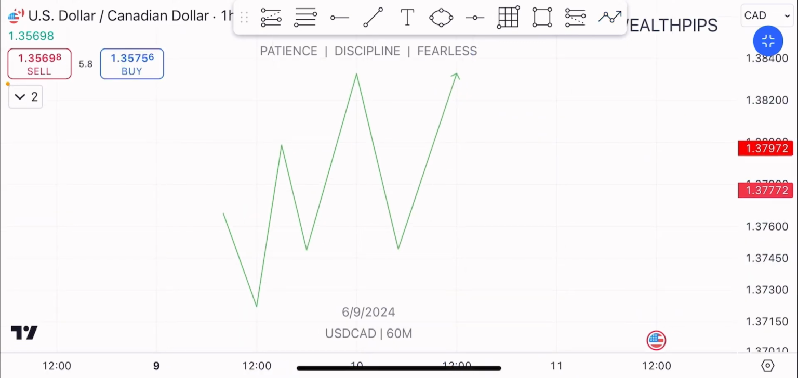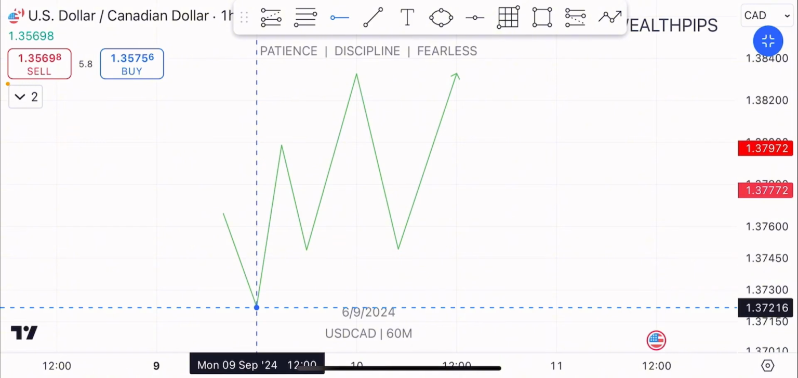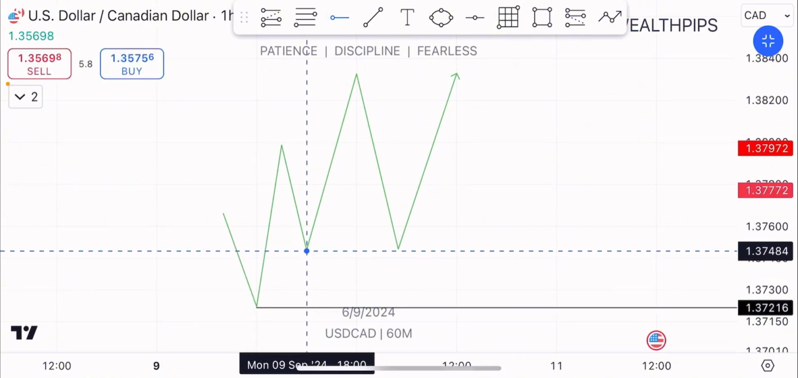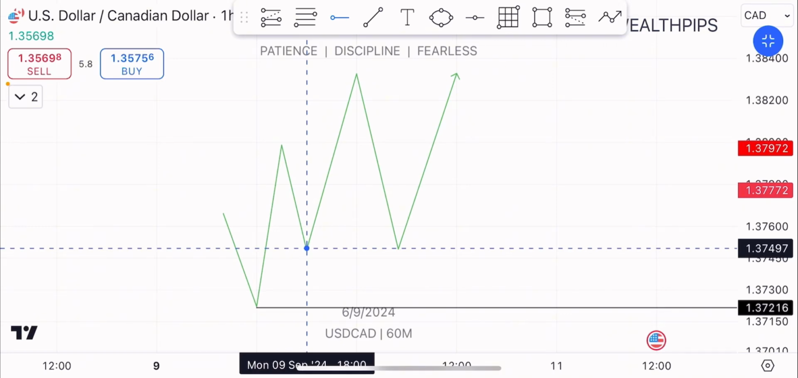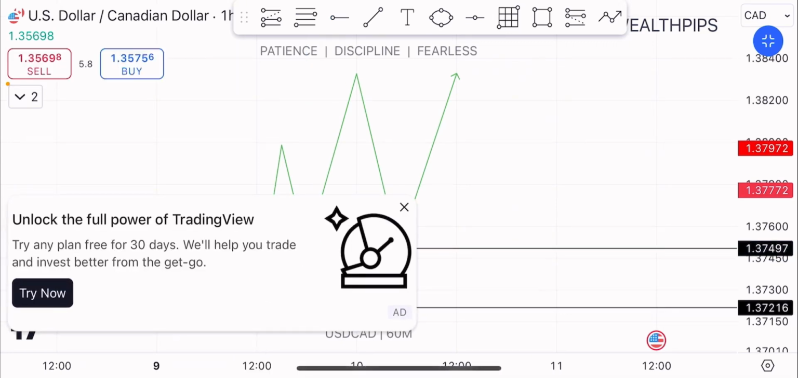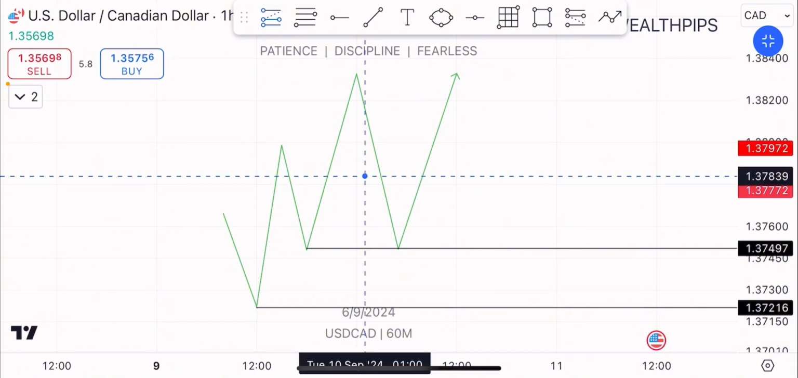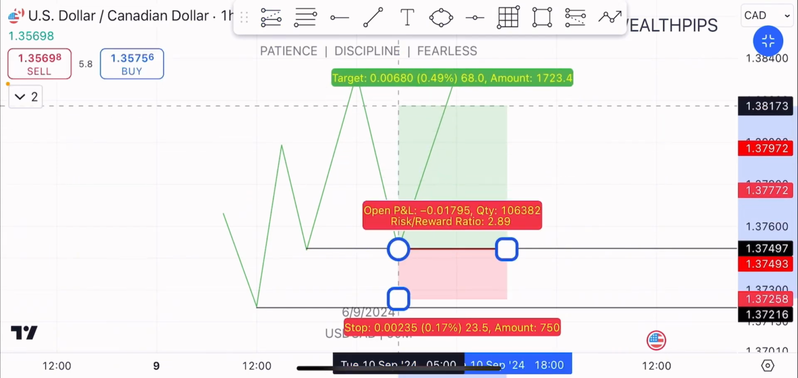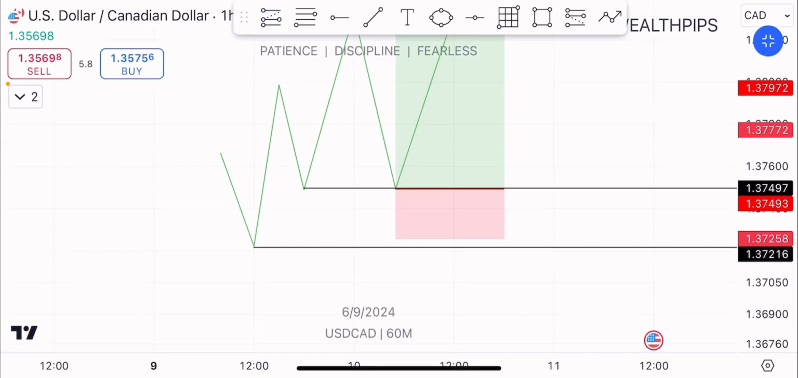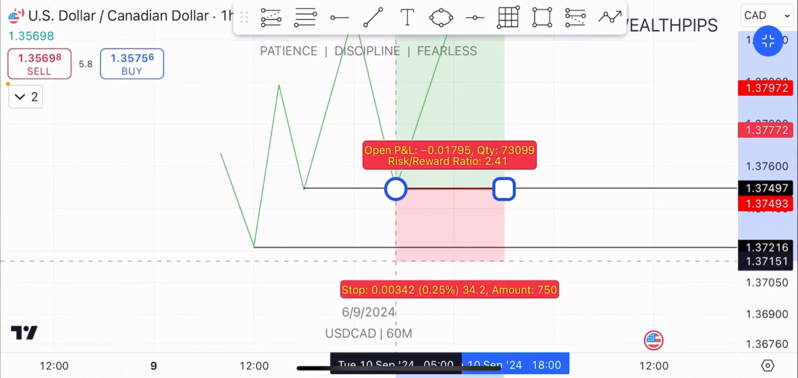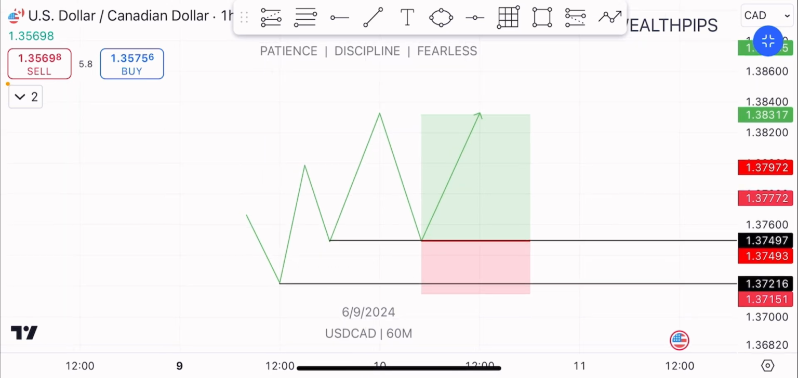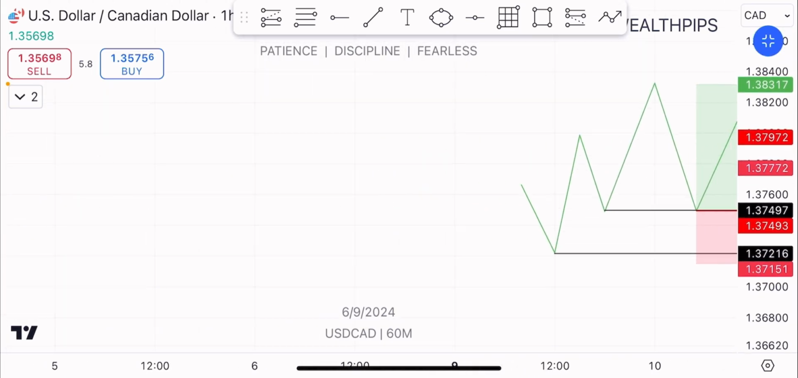Okay, this is how simple it is. Your sweep of liquidity, the break of structure, the 50% retracement, this will be your entry level. Now you have to cash the rest upward. The same applies if you are going for a sell position. Okay, and your stop loss will be below the lowest low. Okay, the previous low, sorry. So this is how simple it is.